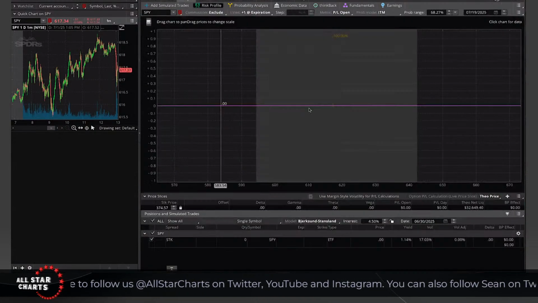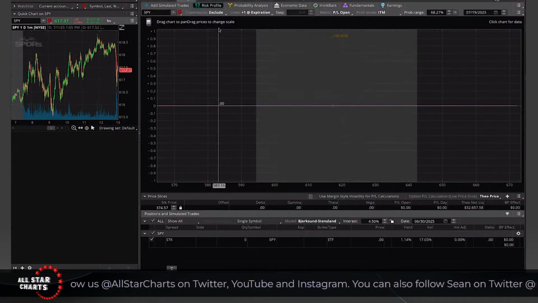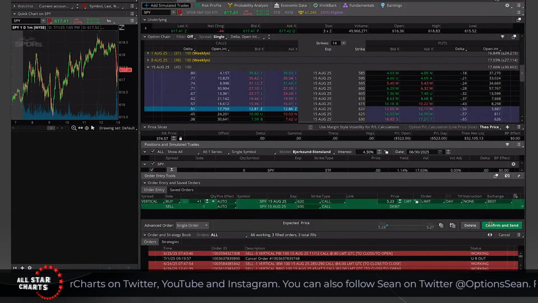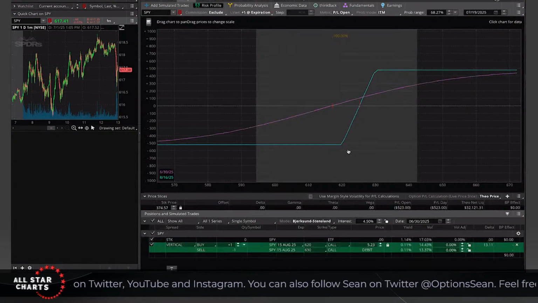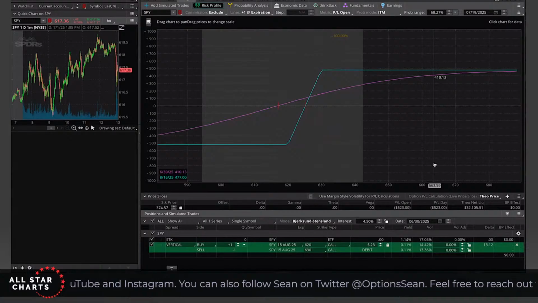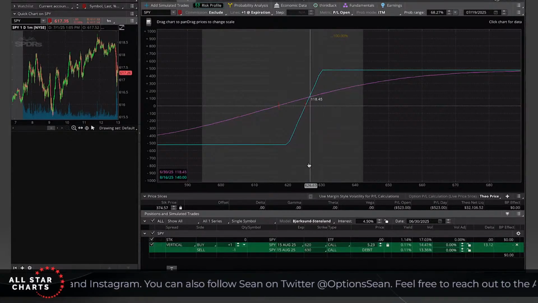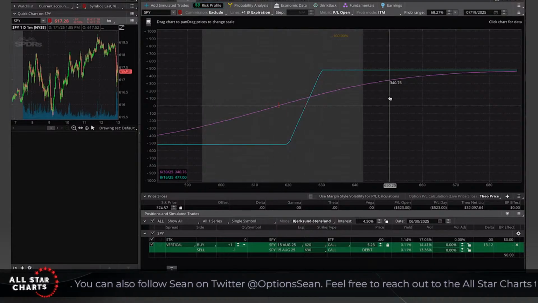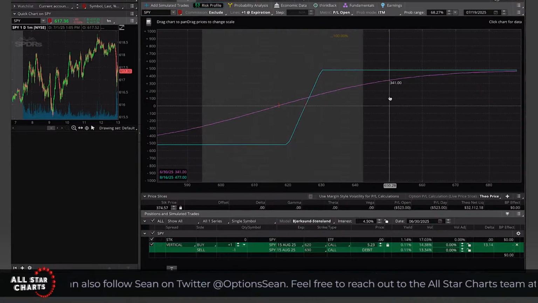Now let's look at what the risk profile of this looks like. Did we not analyze that? Here we go. Okay, so this is what the P&L graph of a bull call spread in the SPY looks like. You can see right here, this purple line is how the P&L would trend today.